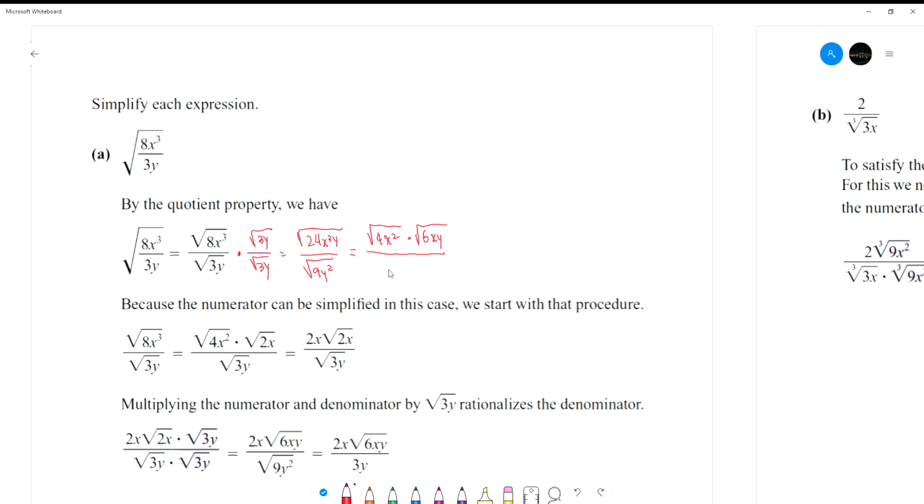We could simplify that right now if you want. You don't have to. So what do we have? This is equal to 2x square root of 6xy over 3y. Okay?